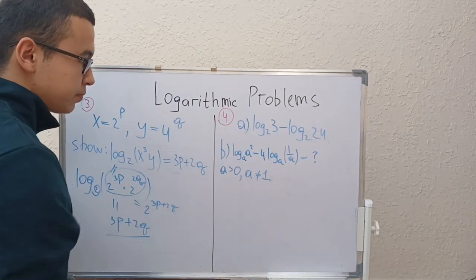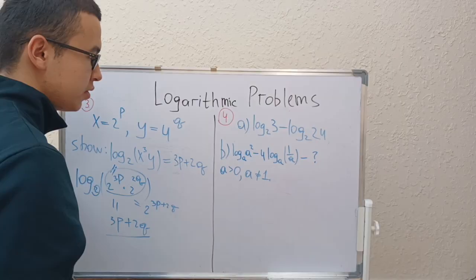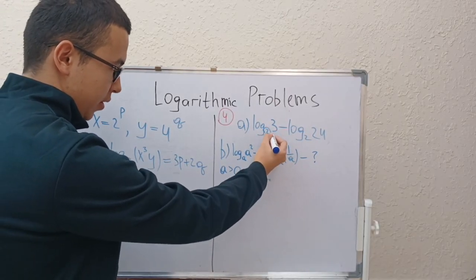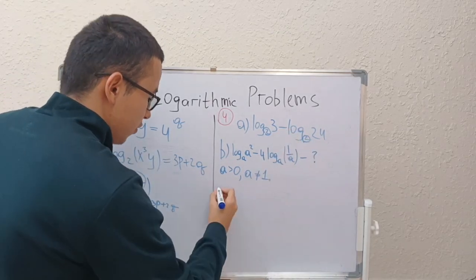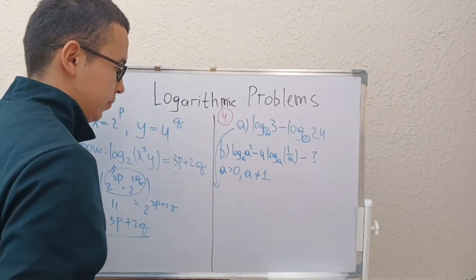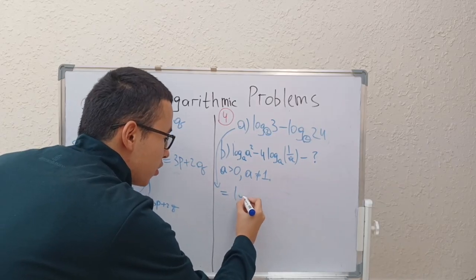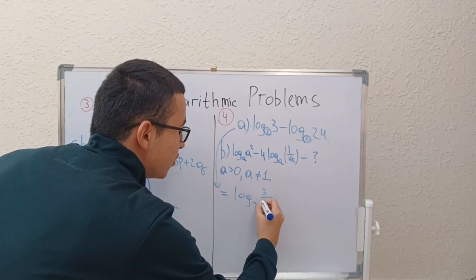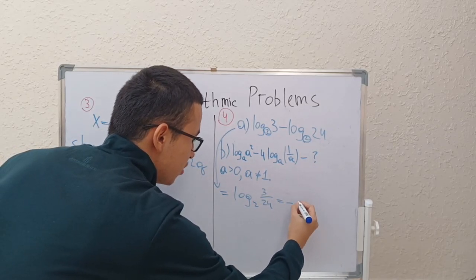So the next problem, we have two statements. The first statement, we have again the same base, and we have minus. So if we use the quotient property, we would know that this is equal to log base 2 of 3 divided by 24, which is equal to minus 3.